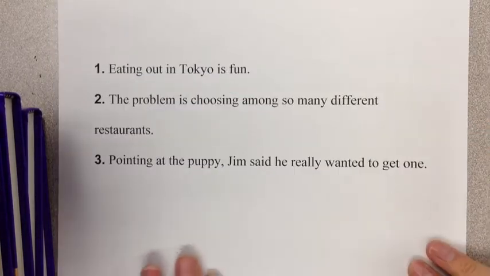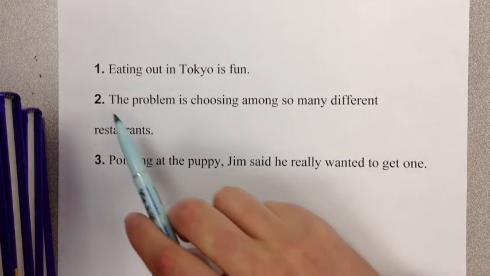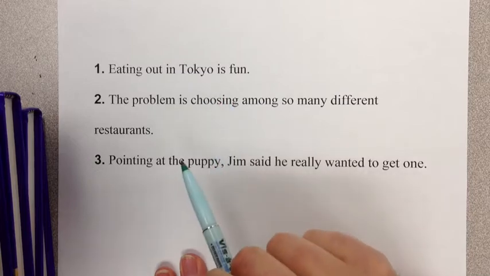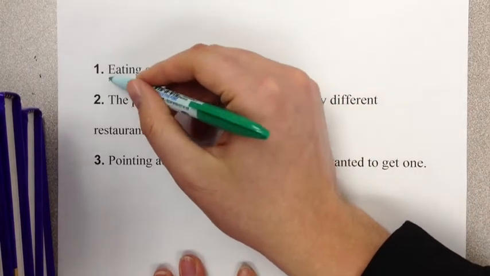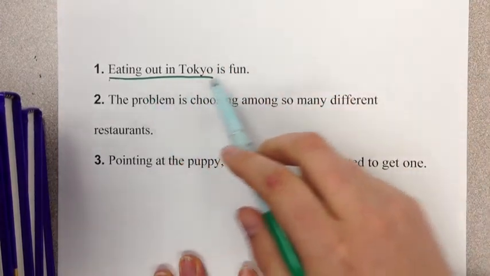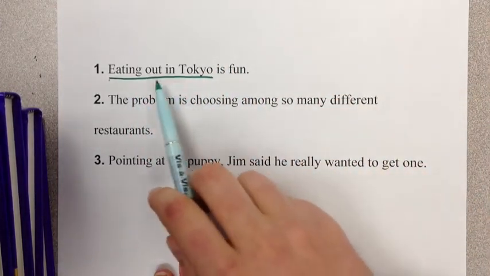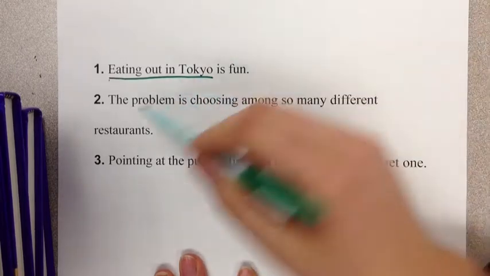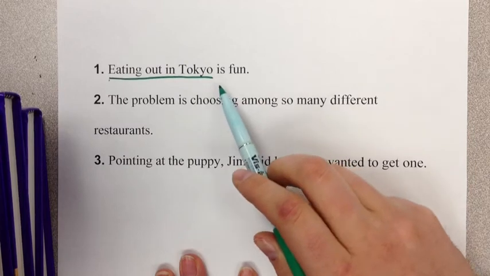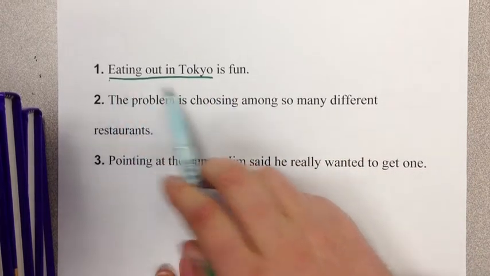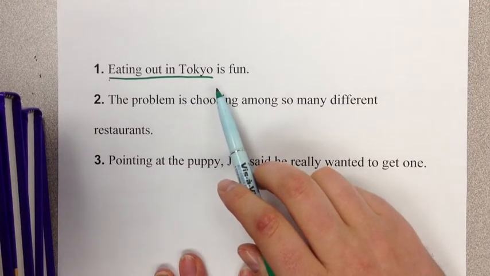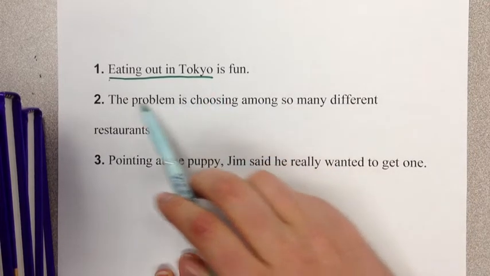All right. So in the first sentence, eating out in Tokyo is fun. So here's our ing word. In these other words, eating out in Tokyo, here's our prepositional phrase describing the eating, so that's included in the phrase. All of these words together are the only words in front of our linking verb, is. So this has to be the subject. Subjects are supposed to go in front of the verbs that they are associated with.